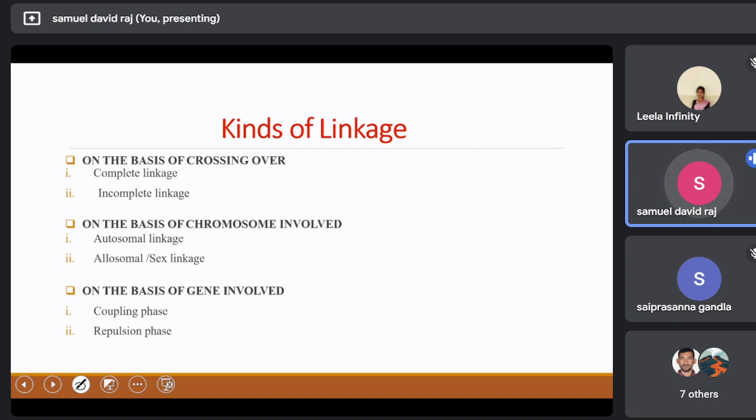And coming to the types of linkage, we can have three types of classifications. First classification is based on crossing over. Second classification is based on the type of chromosome involved in linkage. And the third one is on the basis of genes involved. On the basis of crossing over, there are two types: complete linkage and incomplete linkage. On the basis of chromosomes involved, there are two types: autosomal linkage and allosomal linkage or sex linkage. And the third one is coupling phase, repulsion phase, which we already have seen. Let me explain the other two.